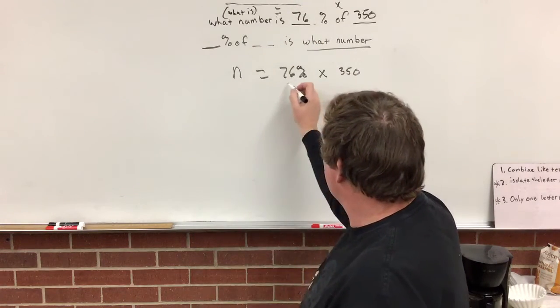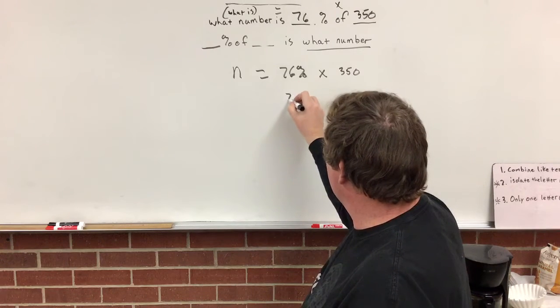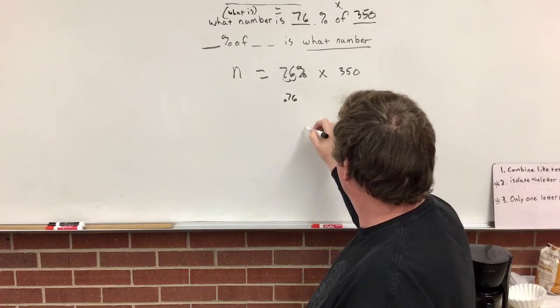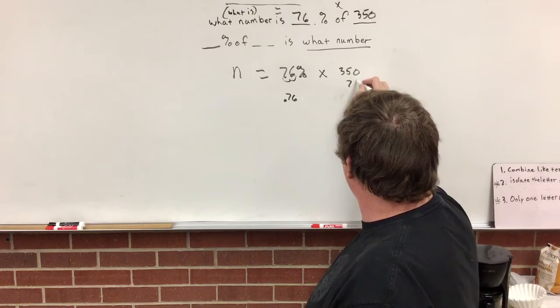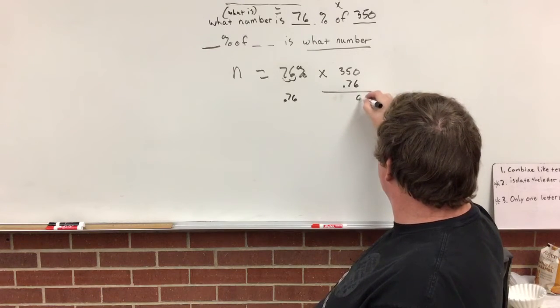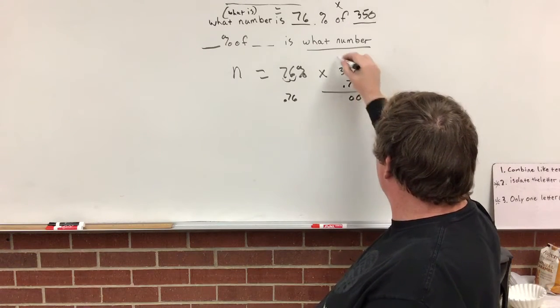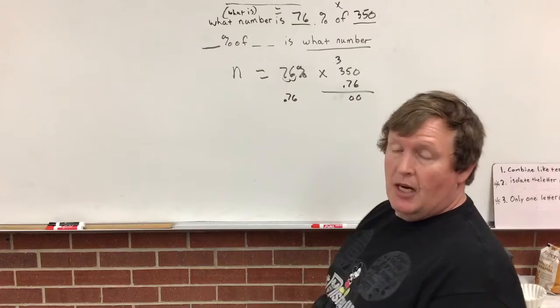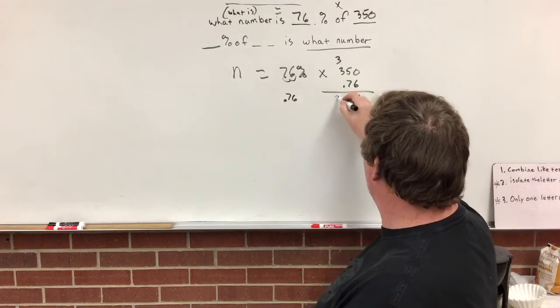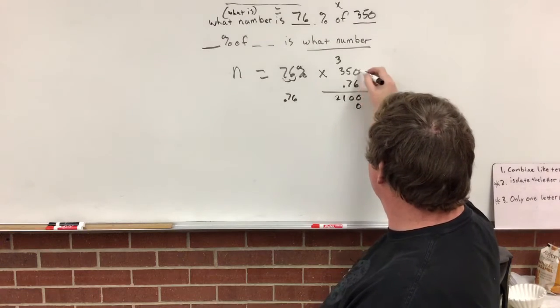All right. Next step, change our 76% to a decimal. Move the decimal over 2 places. Now I take 350 times 0.76. Okay, 6 times 0 is 0. 6 times 5 is 30. Carry the 3. 6 times 3 is 18 plus 3, 19, 20, 21. Add a place.